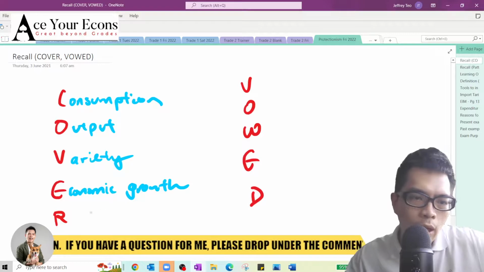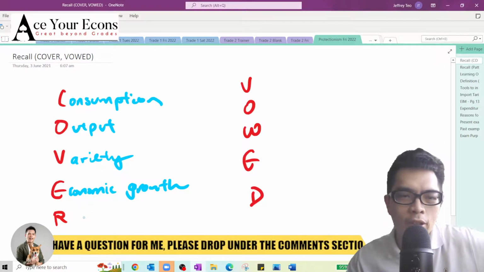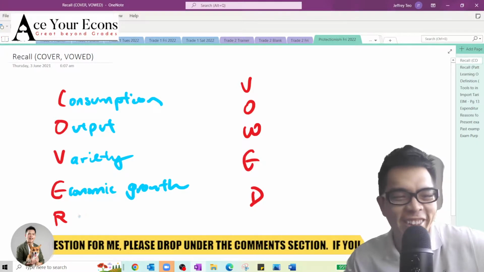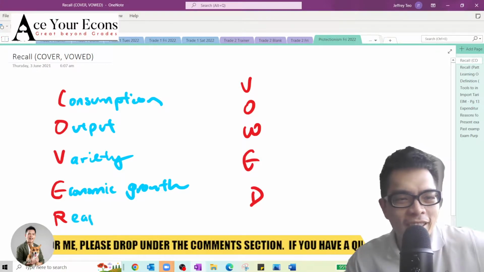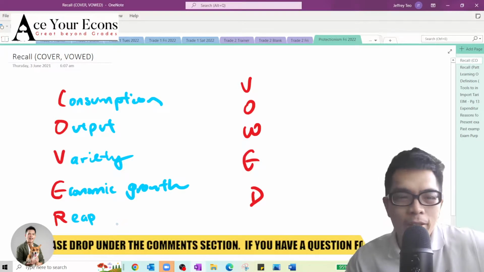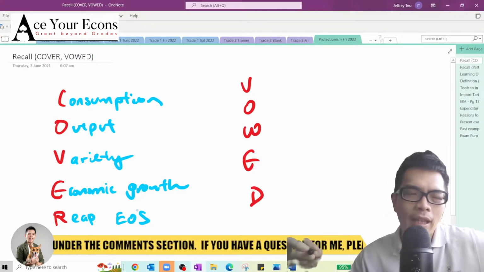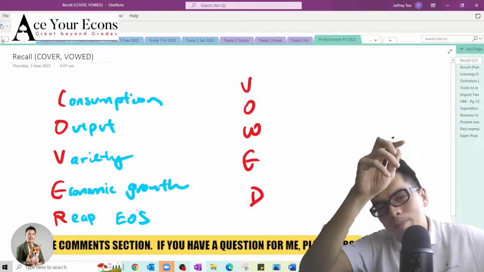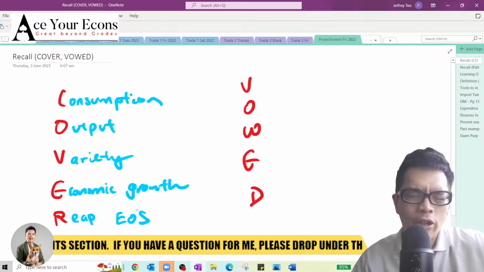And the last one is a micro concept. We are heading to this micro concept very soon. Sorry, not revenue. It stands for reap what? Reap EOS, economies of scale. It simply means that you want to specialize and you're able to produce at a lower production cost or average cost.